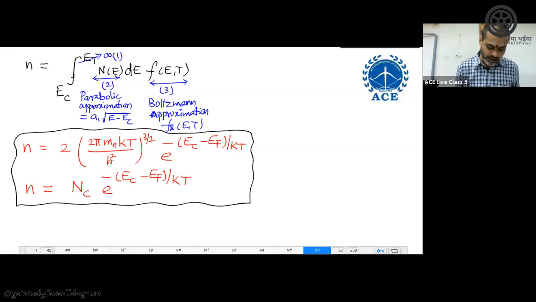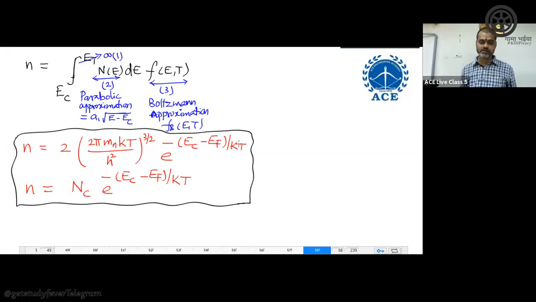2 pi are constants. mn is what? Effective mass of the electron. k is the Boltzmann constant. Capital T is the absolute temperature. h is the Planck's constant. Ec is what? Bottom of the conduction band, or I can say edge of the conduction band. Ef is the Fermi level. Again k and T, you know.